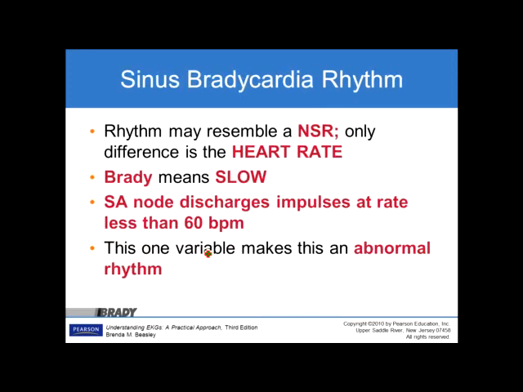Sinus bradycardia, our next rhythm. The rhythm may resemble a normal sinus rhythm, only the difference is the heart rate. Brady means slow. So the SA node discharges impulses at a rate of less than 60 beats per minute. This one variable makes this an abnormal rhythm.